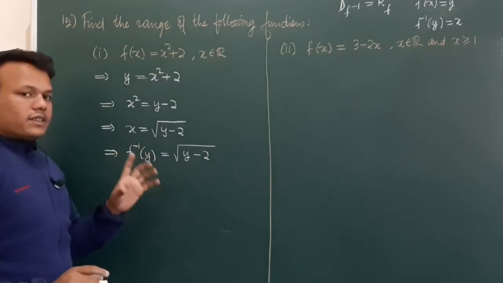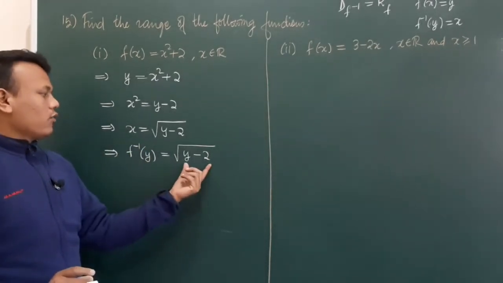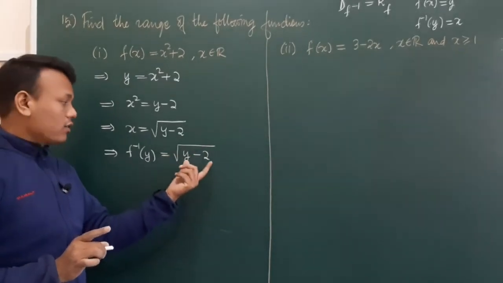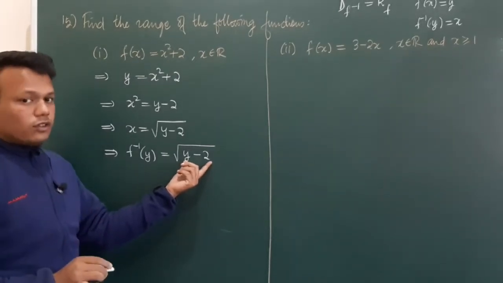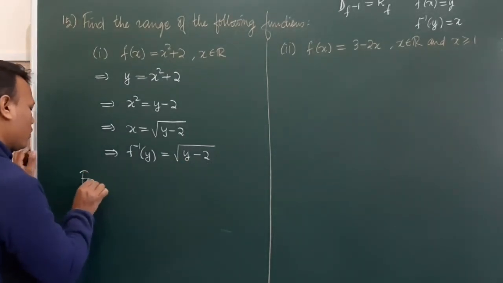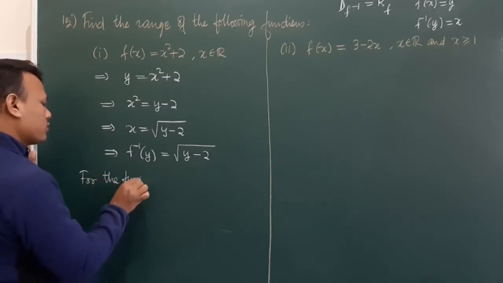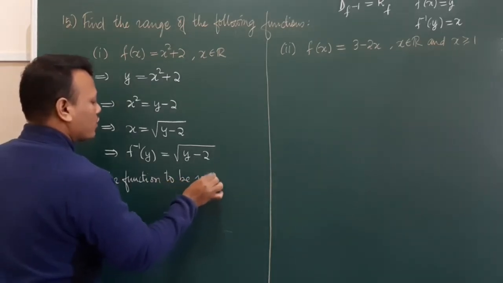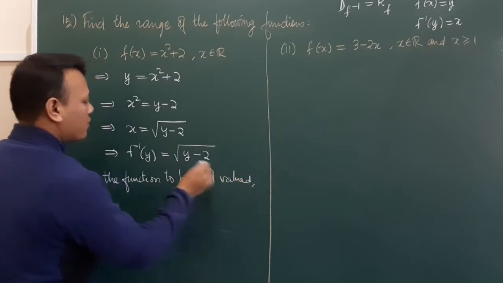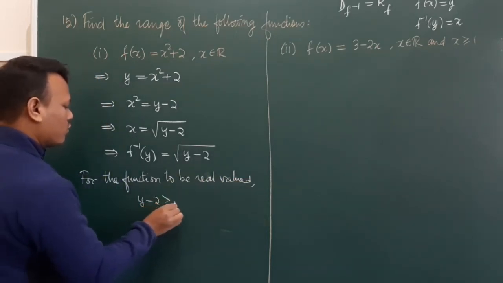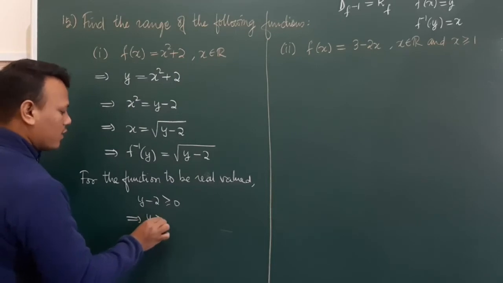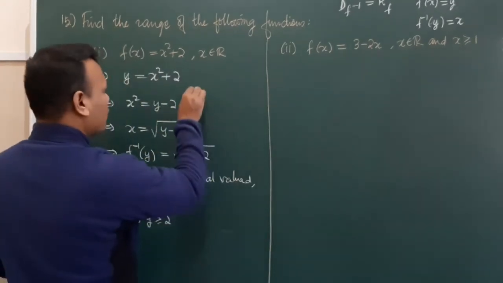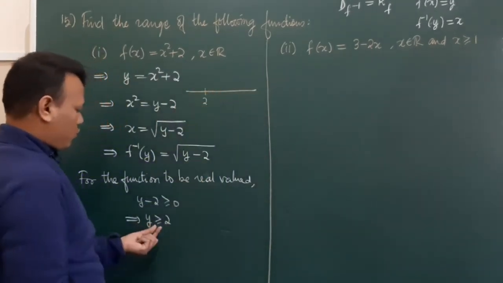Now, since this is a real valued function, whatever comes within the square root sign has to be always greater than or equal to 0. There is no fraction, so that's why this has to be greater than or equal to 0. So for the function to be real valued, we must have y minus 2 greater than or equal to 0, that is y must be greater than or equal to 2.